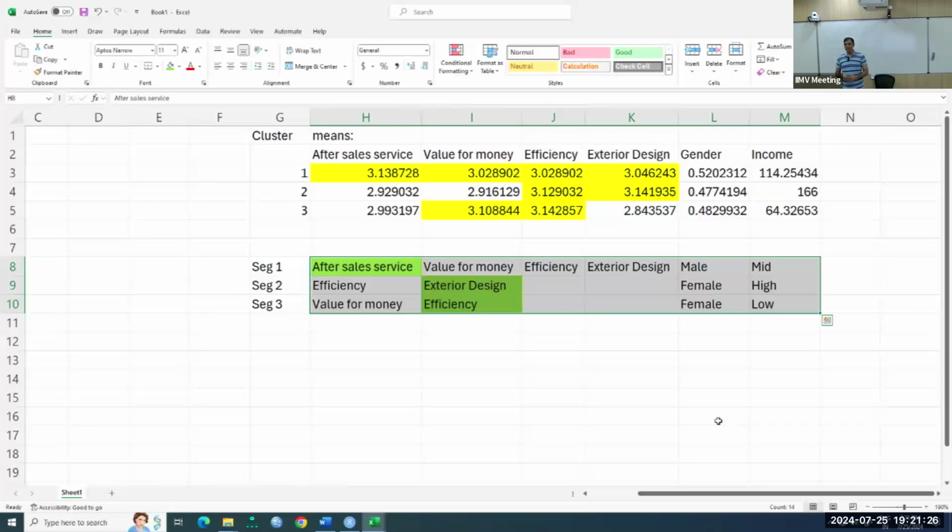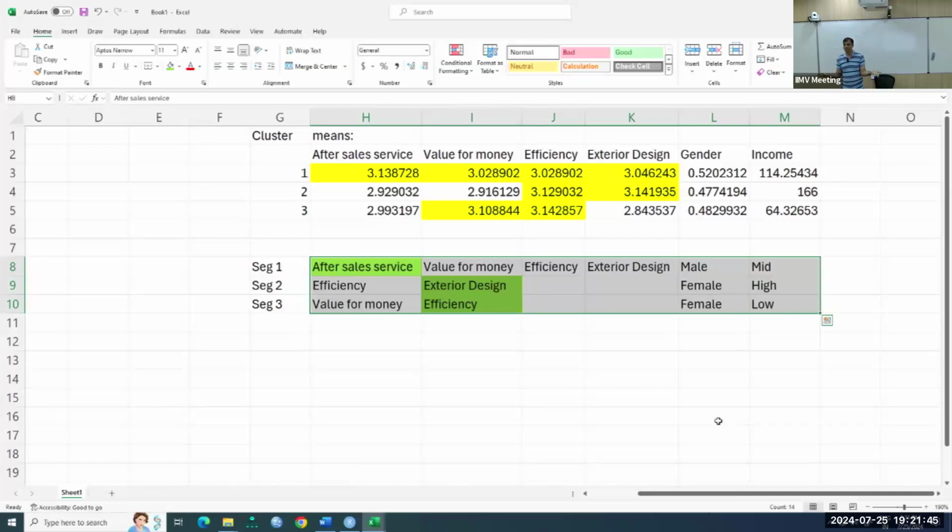So next class, next week, we will understand the next step. Here we are ending our segmentation, targeting, and positioning. Next week, we will understand how to design the product for this specific cohort. Because now we have decided that my cohort is looking for after sales service. How to satisfy those needs?